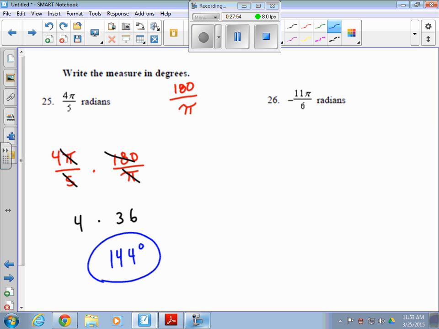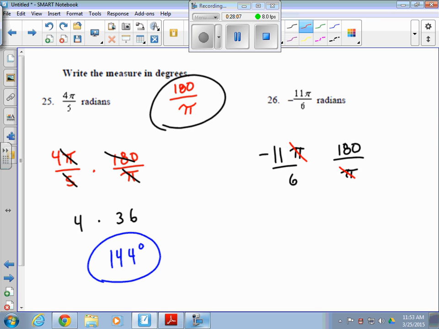Negative 11 pi over 6, you're going to do the same thing. Negative 11 pi over 6, you multiply it by the same 180 over pi. Because remember, you have to cancel out pi over pi. That's how you know you got it right. The number 6 goes into itself and 180 goes into itself once. And it goes into 180 30 times. So you're multiplying negative 11 times 30. So negative 330 degrees.